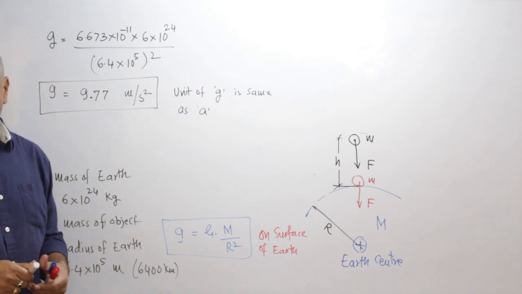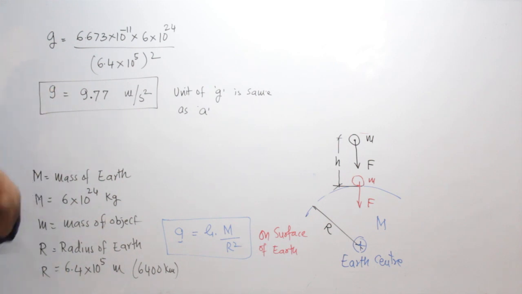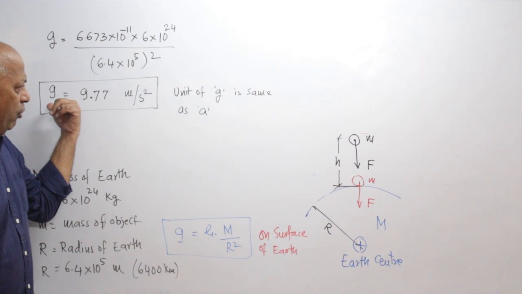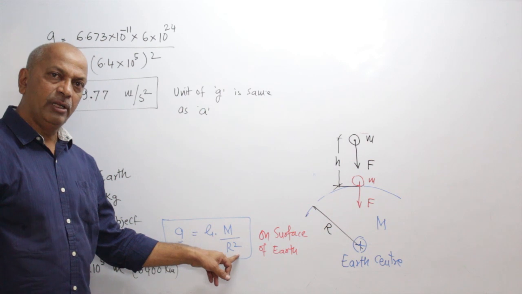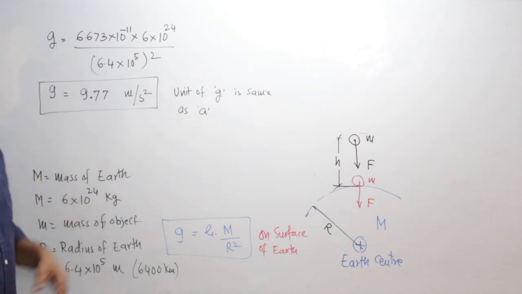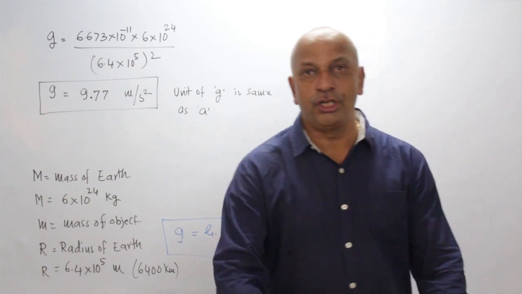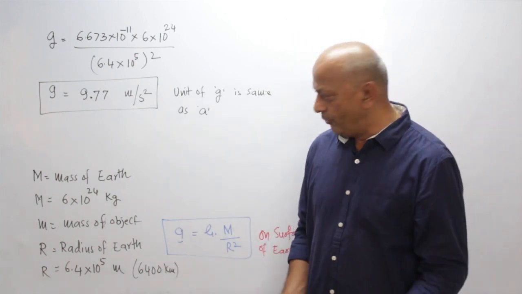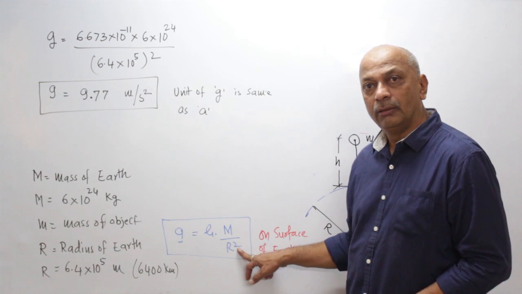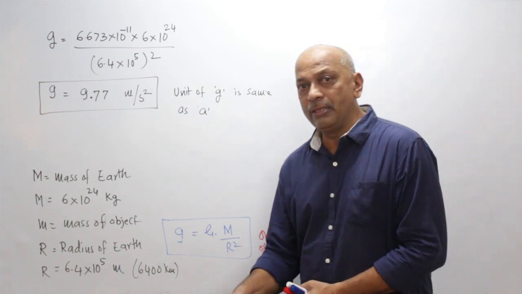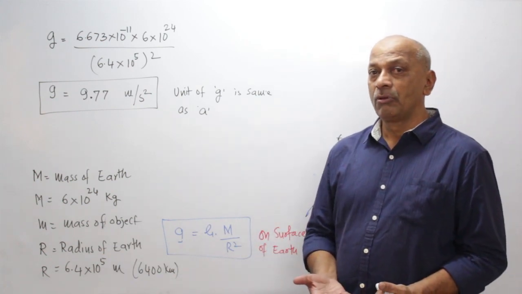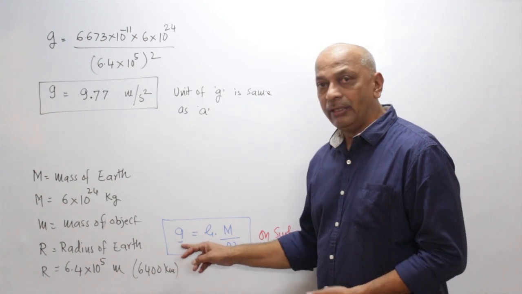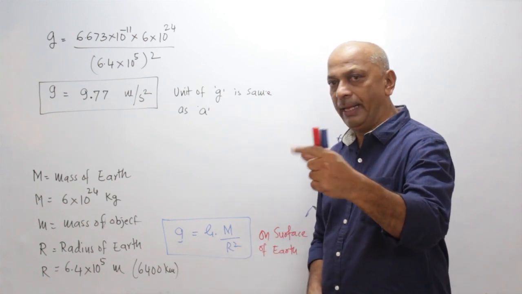So this is the value of g. This value of g depends upon the mass of Earth and the radius of the Earth. The gravitational acceleration on any other planet will also depend upon M and R. So if you know the mass and radius of any other planet, you can calculate the gravitational acceleration of the planet.